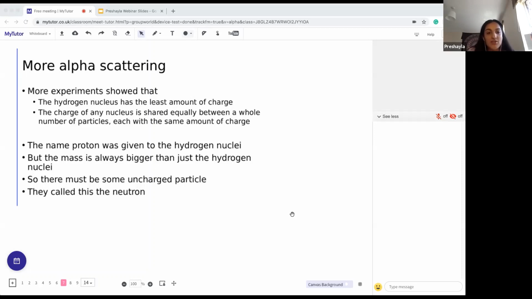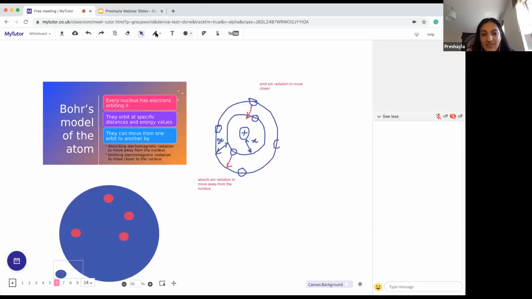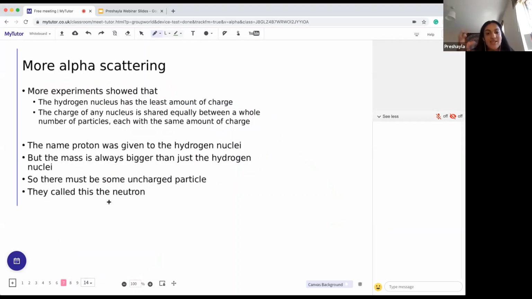So now they've taken this central positive sphere, and they've said, actually, it's not just a big blob of positive charge. It's lots and lots of little positive charges. So this is another development of the model of the atom, which has now been able to be developed because we've done more experiments. So now we found that this central blob is actually lots of particles.